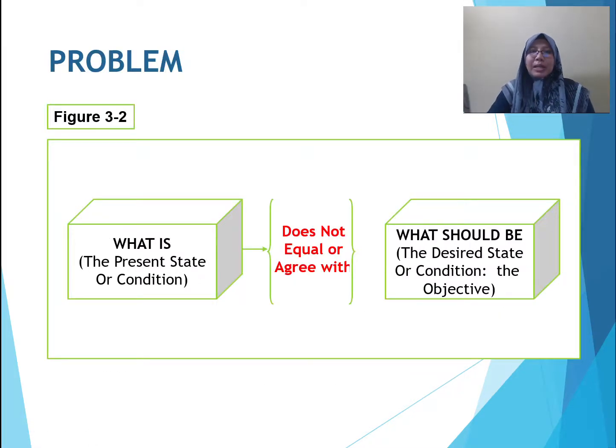Okay, so this is figure 3.2 based on Colliers and Keeling. So what is the present state, or the condition, and what should be the desired state or condition or the objective. For example, the present state is you are supposed to come to class at 8 a.m. but what happened? You were late to the class. And what should be, you should be earlier before the class started at 8 a.m. Okay, this is an example of what is and what should be.